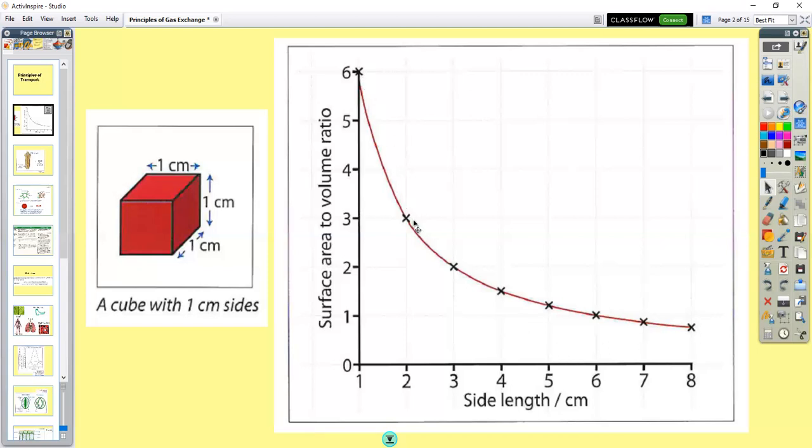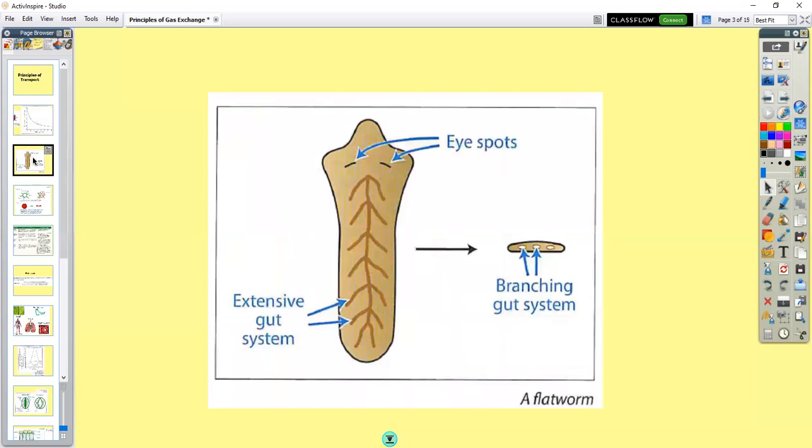Okay, so that surface area to volume ratio plays a large part in how complex organisms' transport systems need to be. So these down the bottom are very small organisms, and don't need very complicated transport systems, whereas larger organisms like ourselves and other large mammals do need more complex transport systems. Okay, then they move on and talk about features of exchange surfaces.